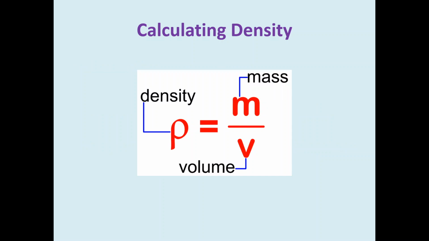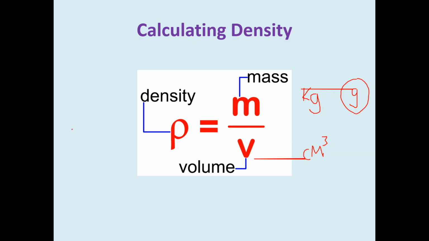So to calculate density, you need to know this equation. So the equation is density equals mass divided by volume. So our units for mass are kilograms, or they can be grams. And that's probably the main one that we'll be using. The unit for volume will normally be centimetre cubed, like that.